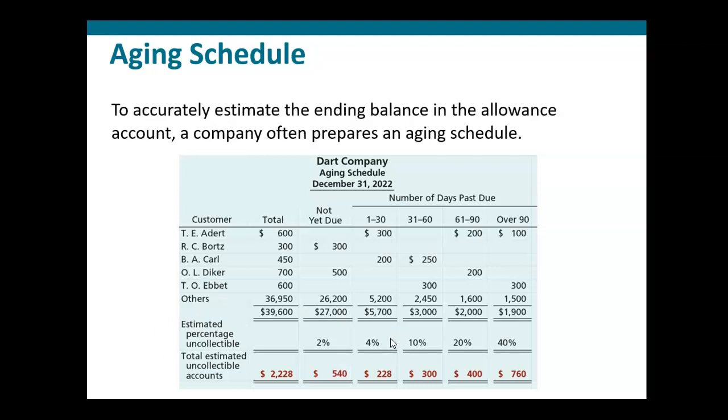In the accounts that are 1 to 30 days past due, we usually don't collect about 4%. In accounts that are 31 to 60, about 10%. And finally, if it's over 90 days past due, we only collect about 60% of those, so 40% uncollectible. Multiply those out, and you come up with the amount that we expect not to collect from each of those categories. Total them up. This number is the balance after the adjustment in the allowance for doubtful accounts account.